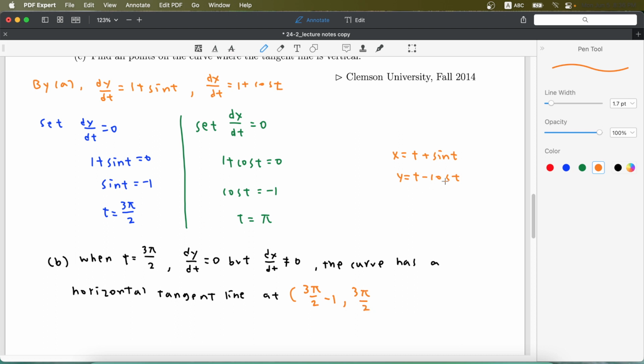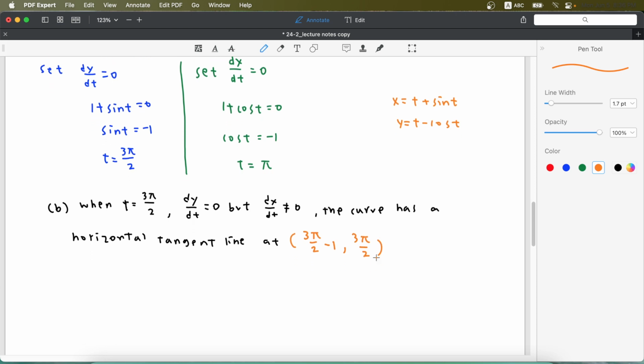Okay, and when I plug into this function, cosine 3 pi over 2 is 0, so minus 0. Okay, so that's our point. So notice that this is the x value, this is the y value. Okay, we need to find an ordered pair, x and y. Okay, let's finish this. So vertical tangent.